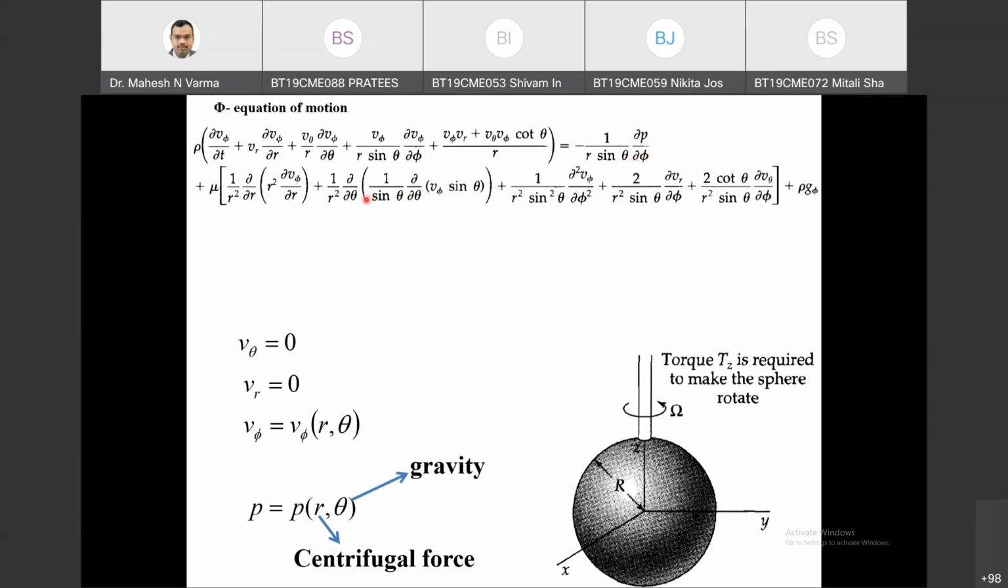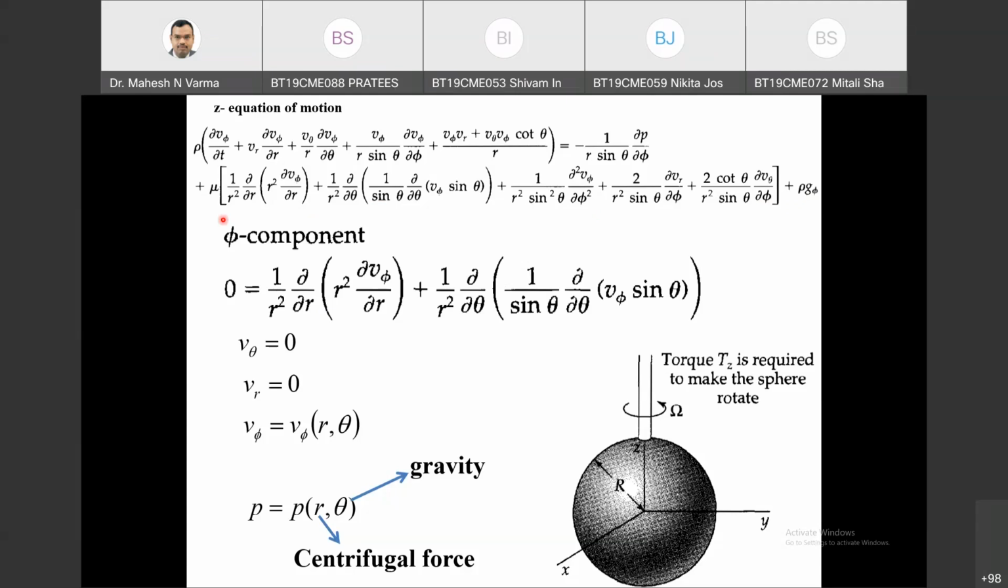So what you will get? You will get this equation. This is the first non-zero term, and this is the second non-zero term. And after solving this, what will you get? A velocity profile. To solve this, I need at least two boundary conditions: two with respect to R and two with respect to theta.